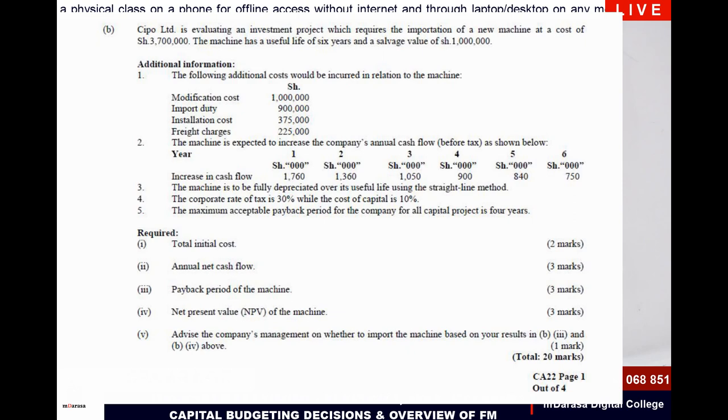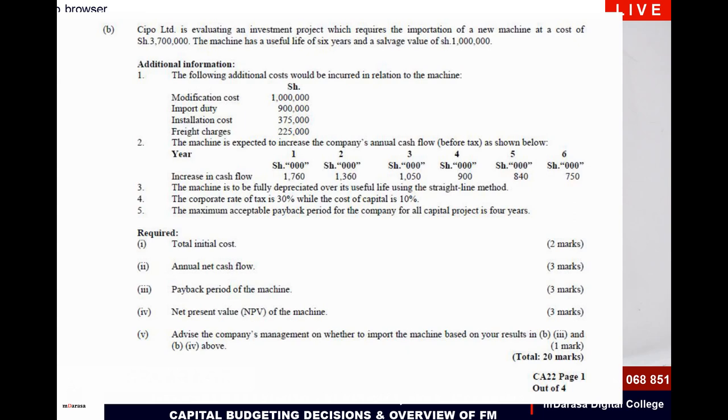The good thing here is that the examiner has told us that the corporate rate of tax is 30%, while the cost of capital is 10%, okay? The maximum acceptable payback period for the company for all capital projects is 4 years. So, meaning that there's a concept of a payback period here that you are looking at, right?